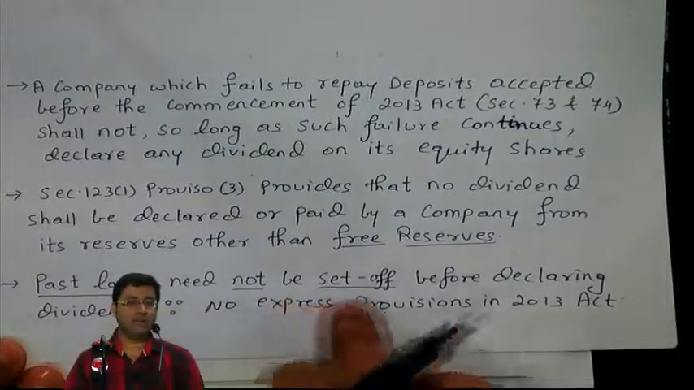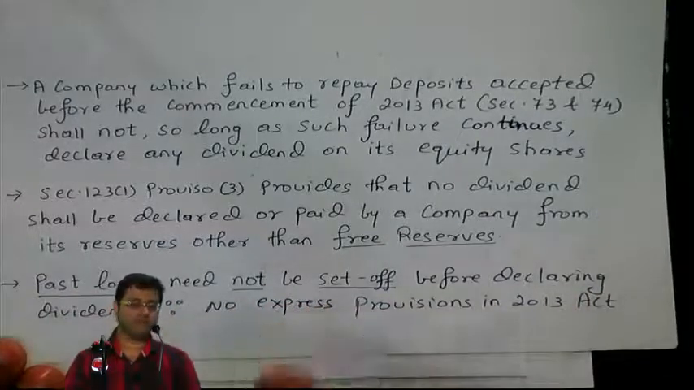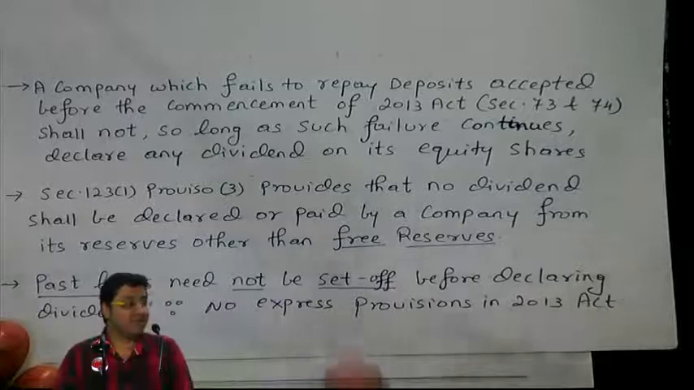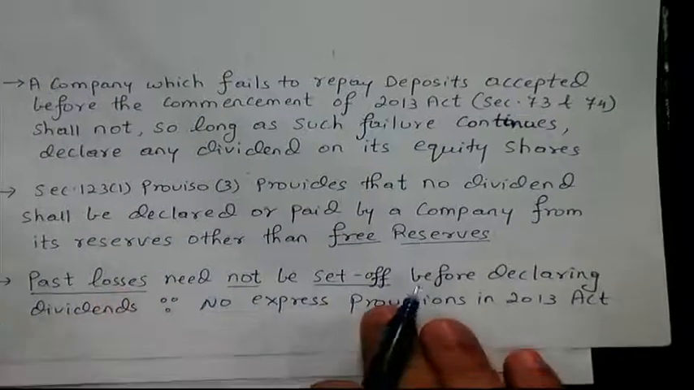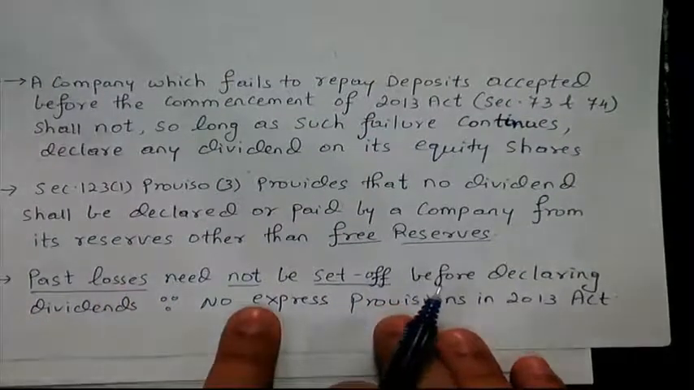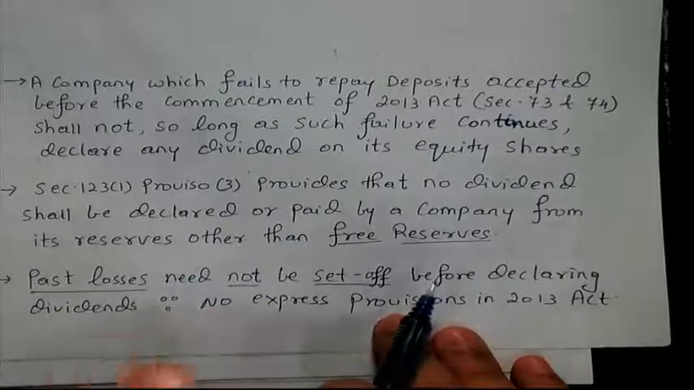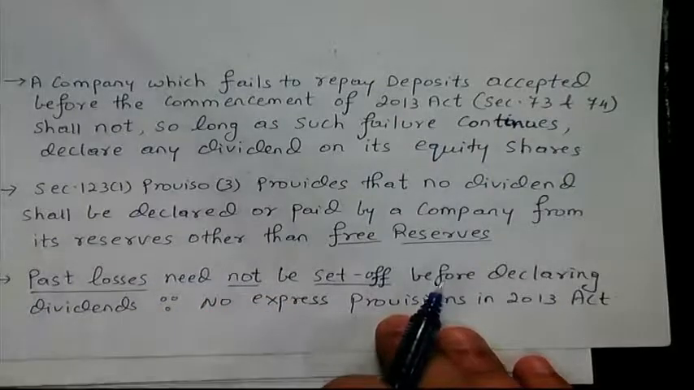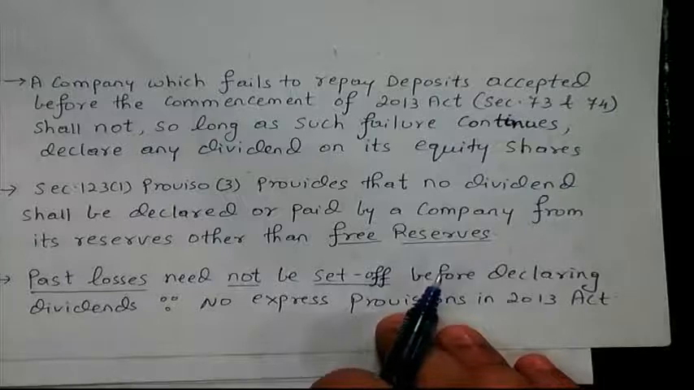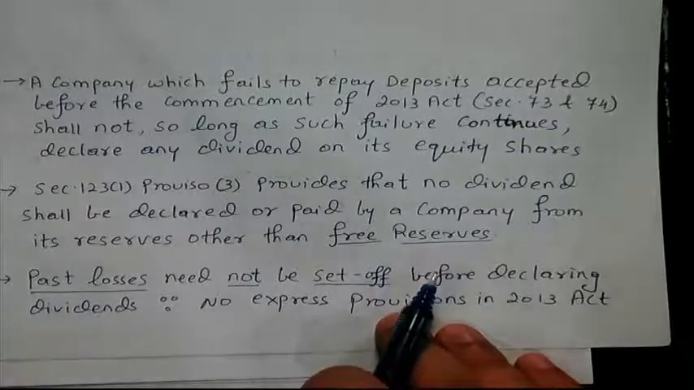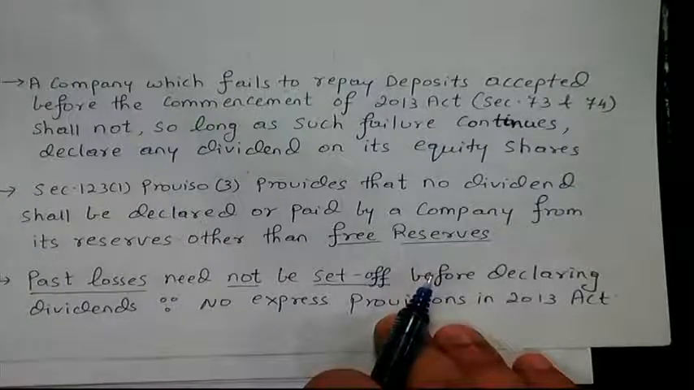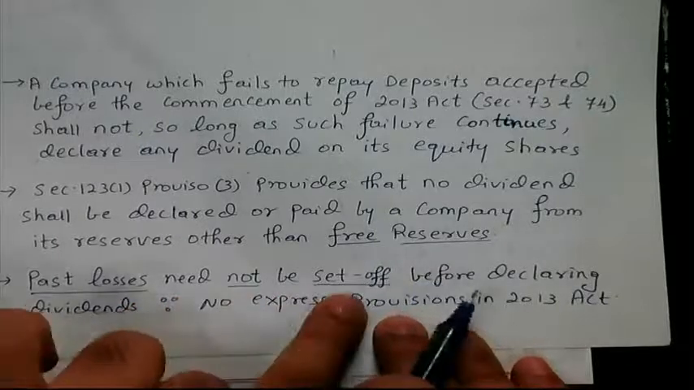Past losses need not be set off before declaring dividends since there is no express provision. See, I have found out all the mistakes of law. The people who have made law, they have forgotten all these points, and I am discussing all these points with you. That means there are mistakes in the law. What used to happen, that whenever company had some losses, it used to first take the set off and then give away profits as dividends. Okay, but now you see past losses need not be set off.